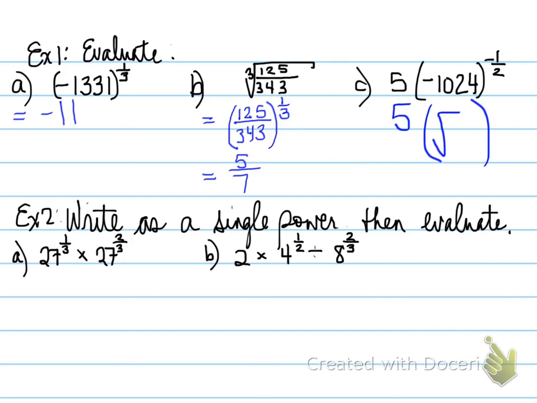The next one, this negative here is saying flip the base. This 2 on the bottom means square root. So we're going to square root negative 1 over 1024.